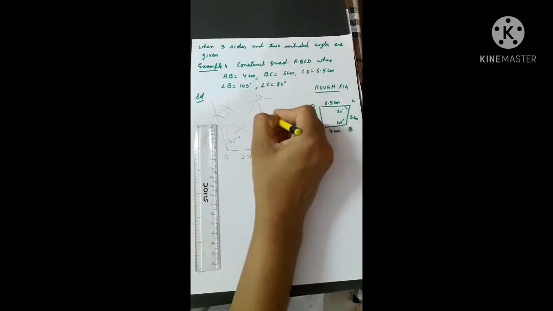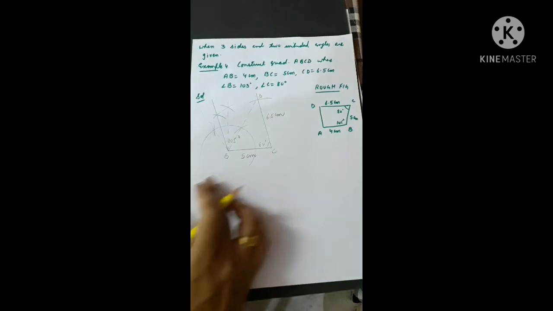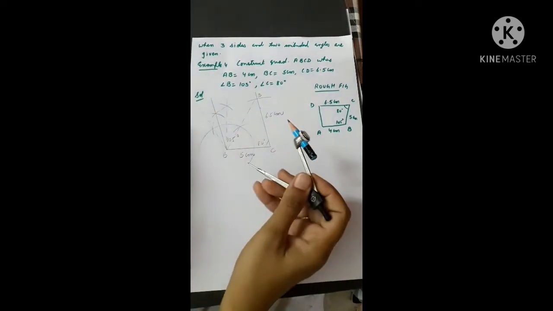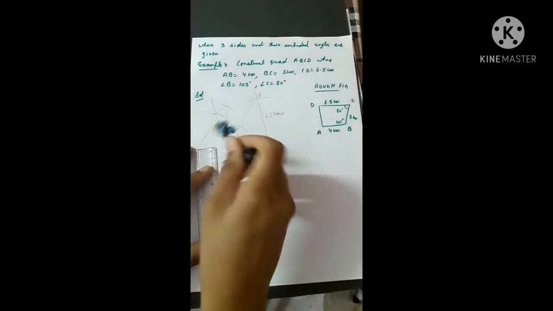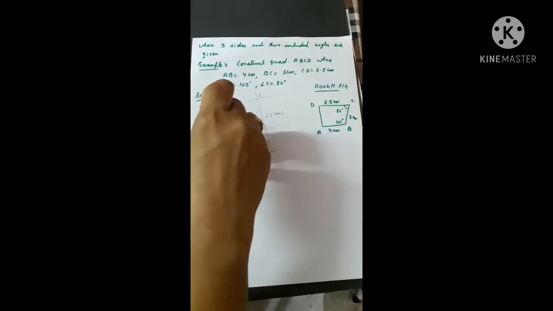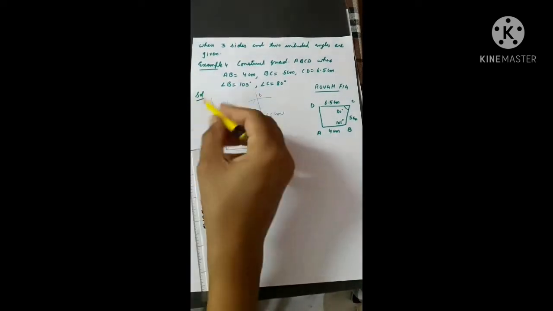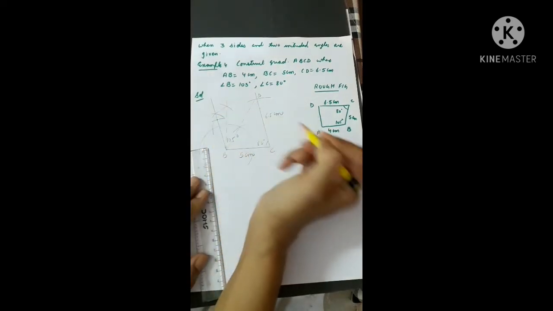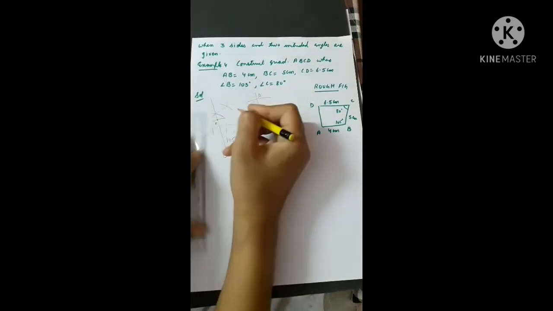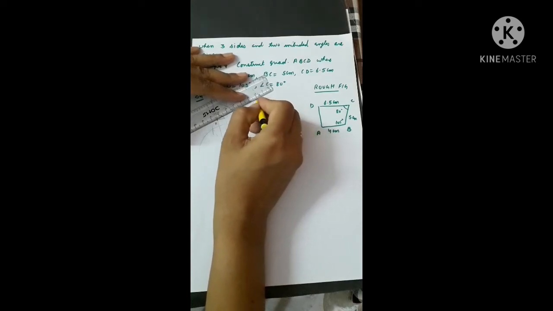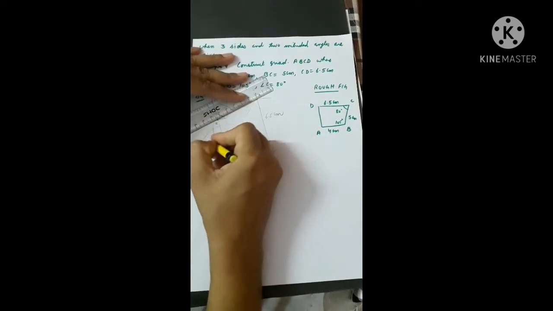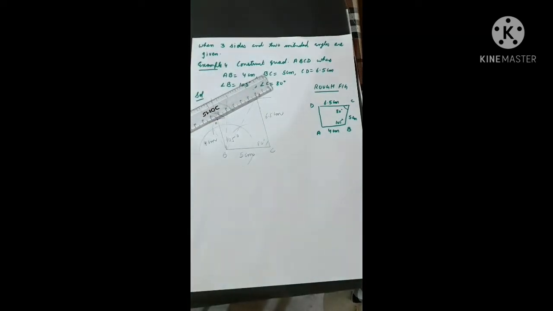So CD is 6.5 centimeter and AB is 4 centimeter. So again I will open the compass 4 centimeter, keep at point B and swing another arc. This is point A. Now I will join A and D. So ABCD is the required quadrilateral. This is 4 centimeter.